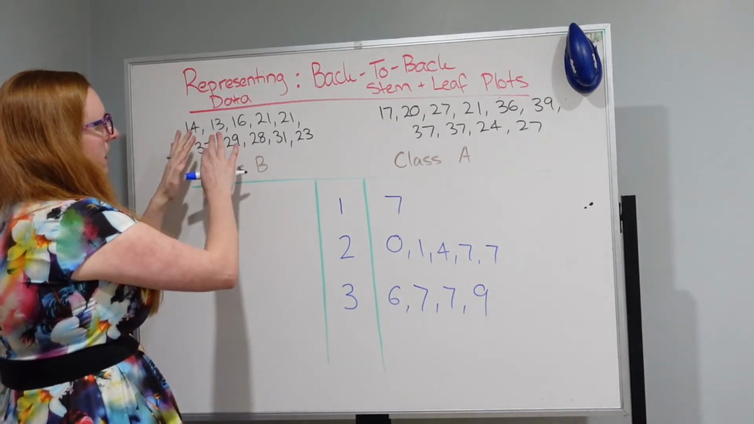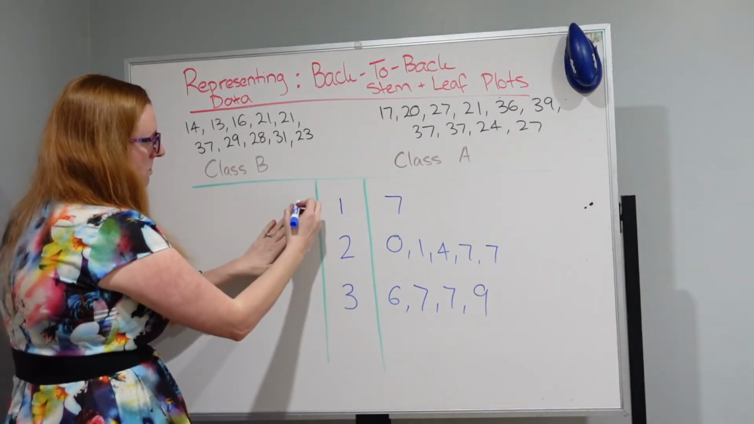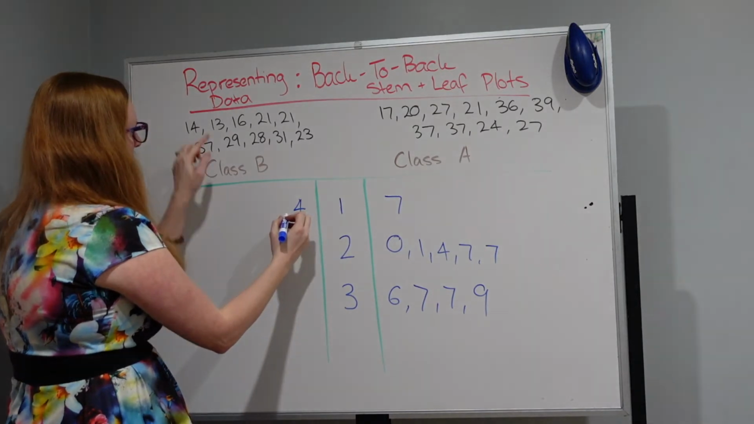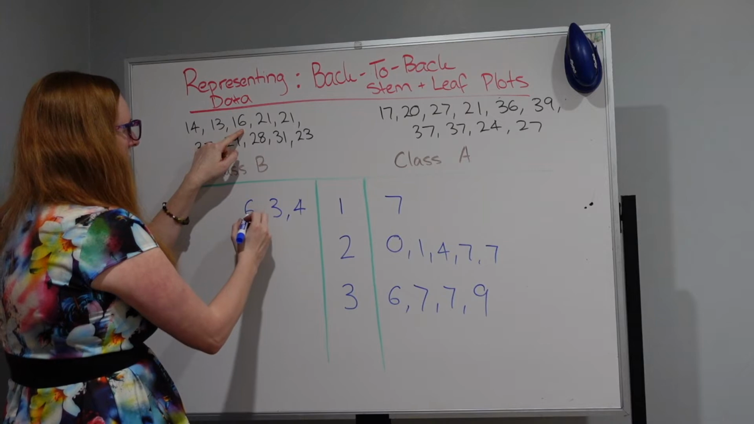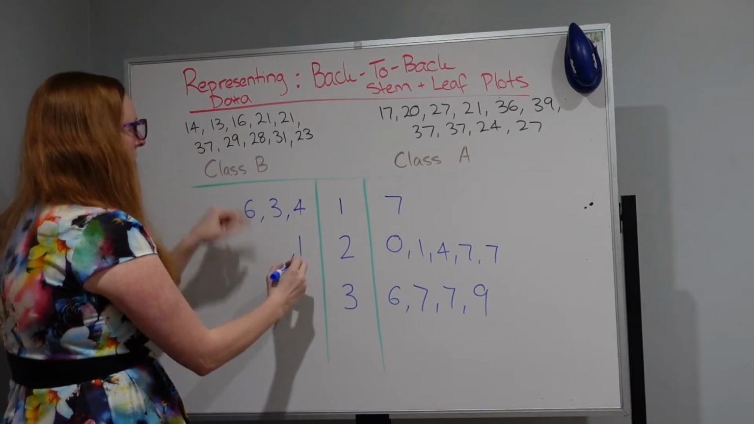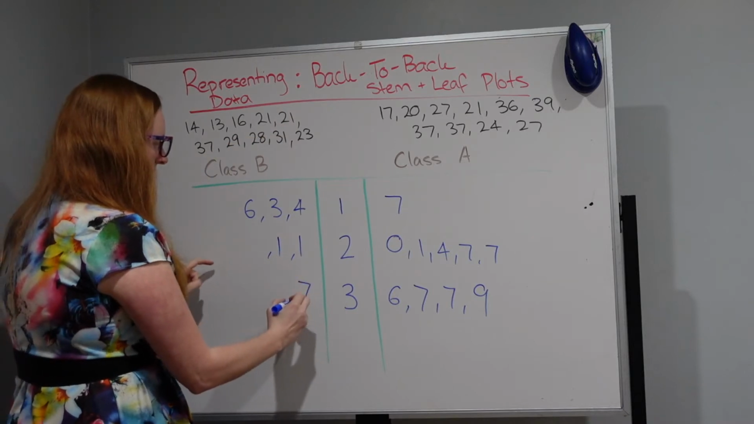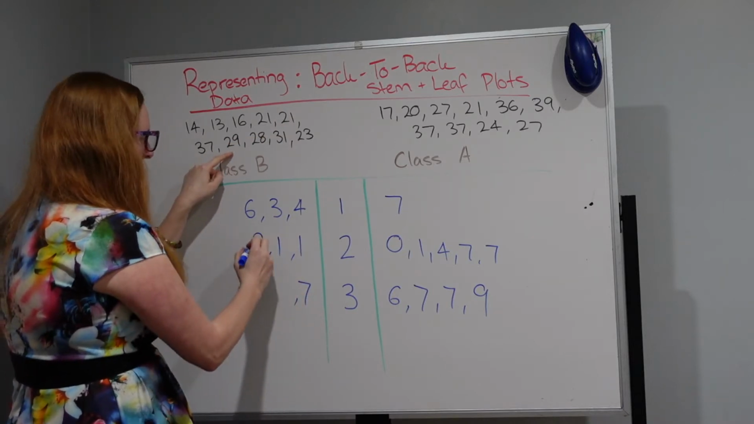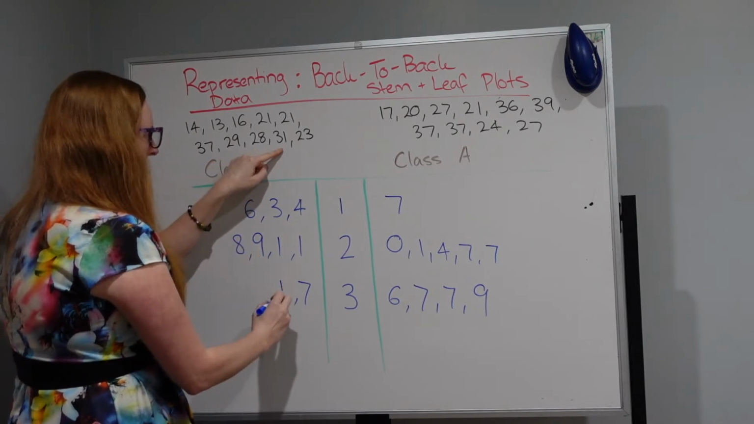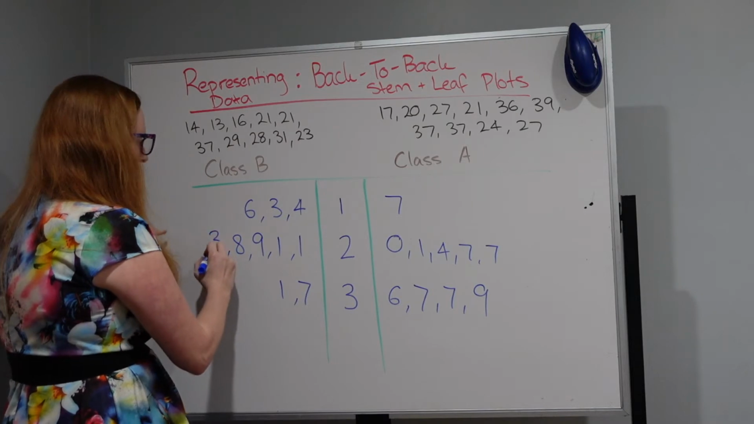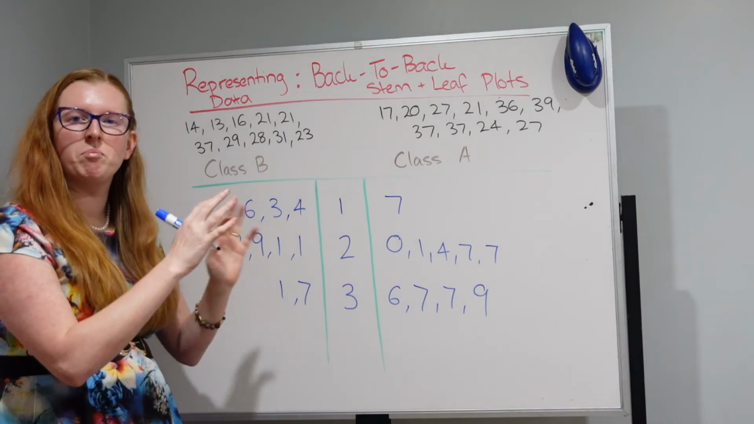So let's start by writing them all in, and I'll rearrange them in a minute. So I've got 14, so I'm going to be putting my 4 here. Then I've got 13. Then I've got 16. Then I've got 21. 21. Then I've got 37. Then 29. 28. 31. And 23.